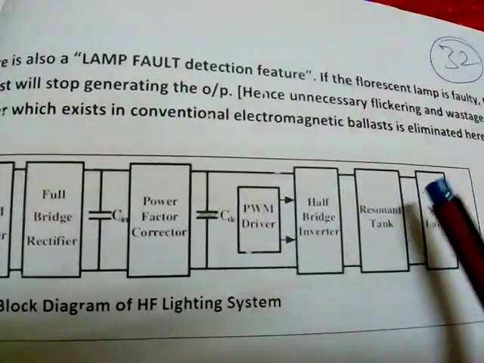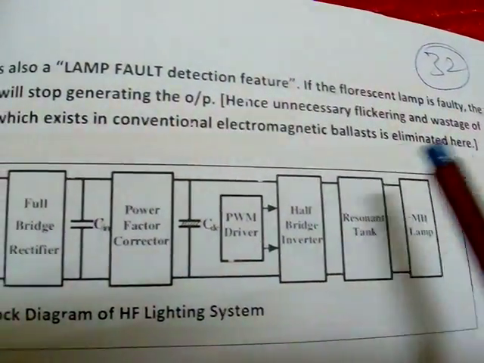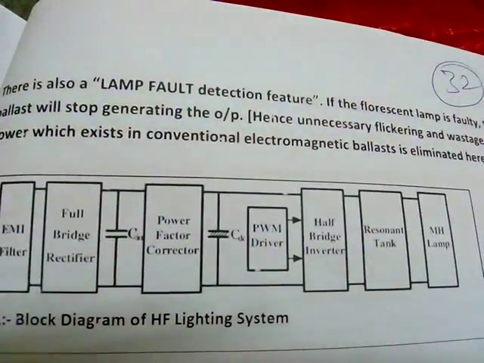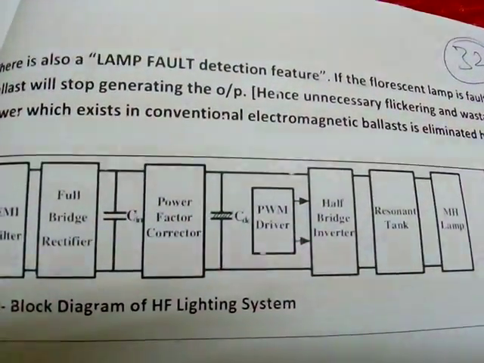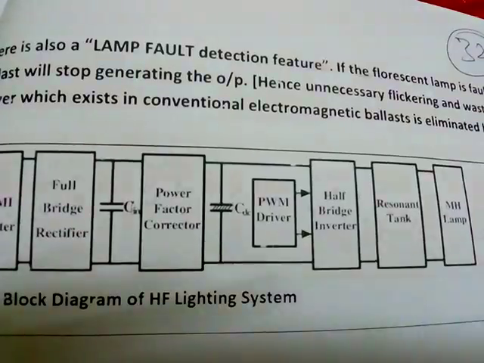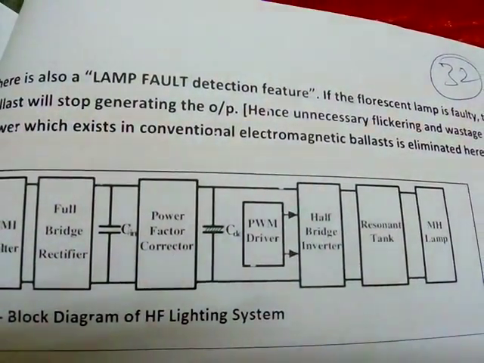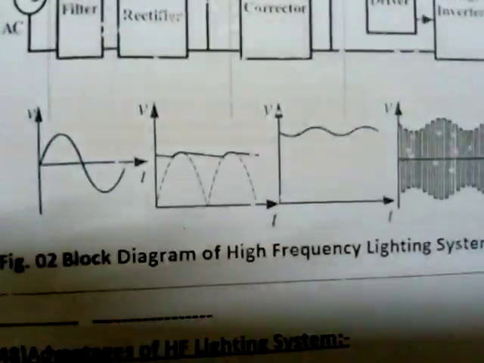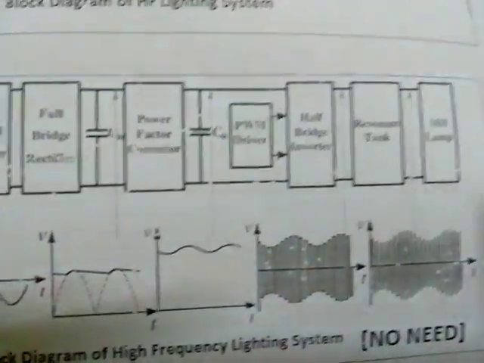Then this circuit will act as a current limiting feature, because you know inductance will oppose any change in current. Like a ballast controls variation in current, here also it will happen in the same way. So here the waveforms are given.